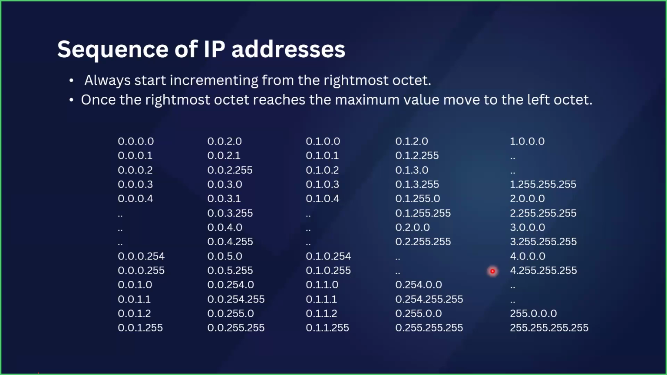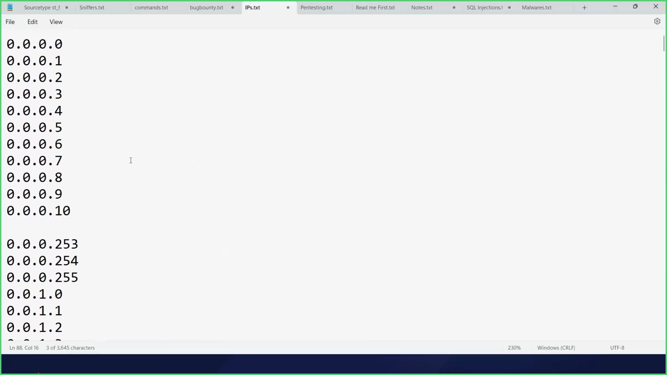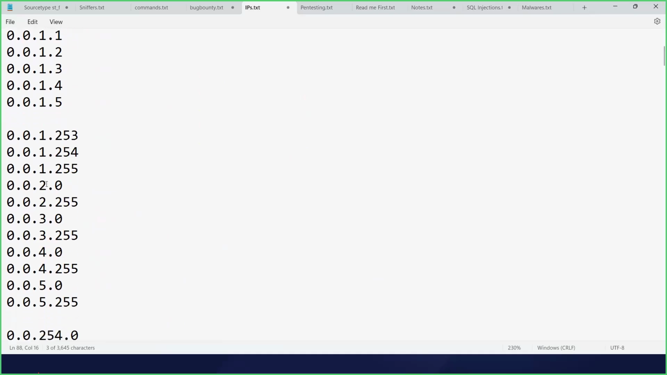Might seem a bit confusing right now, but I'll be sharing this notepad file as well. You can go through it one more time, just in case if there's any confusion.